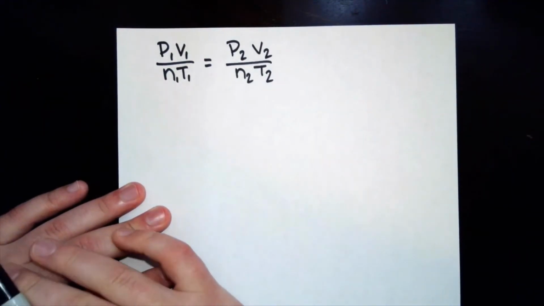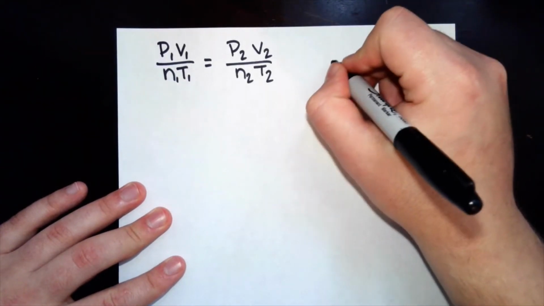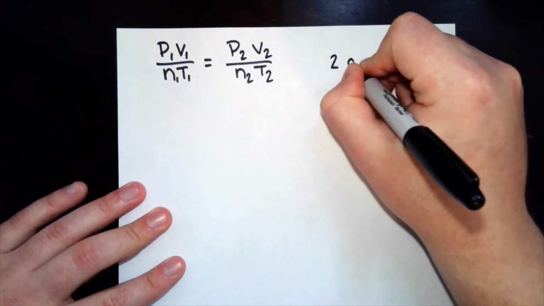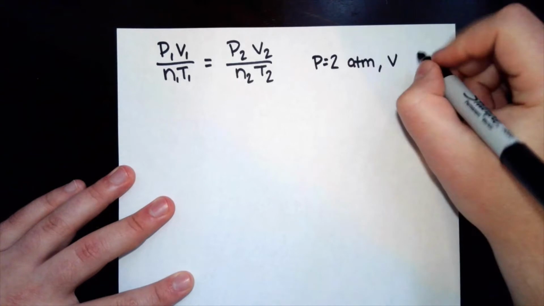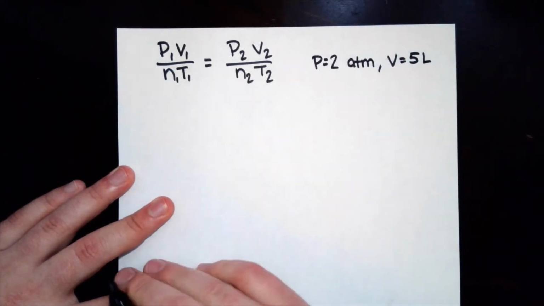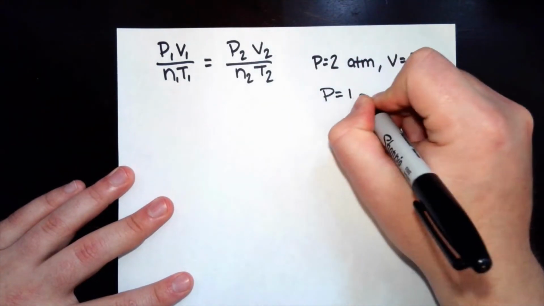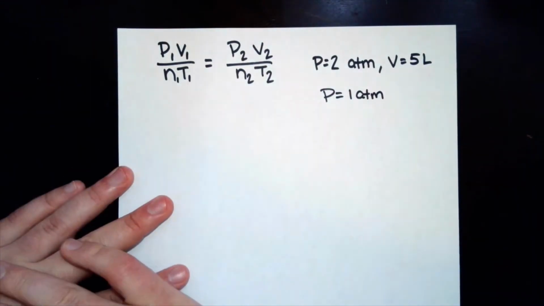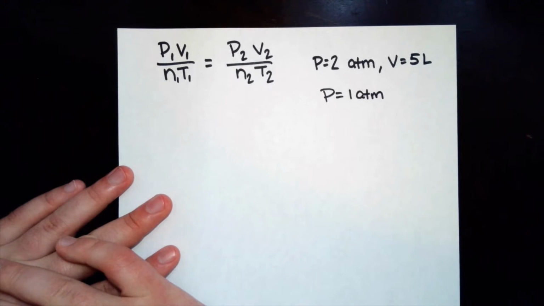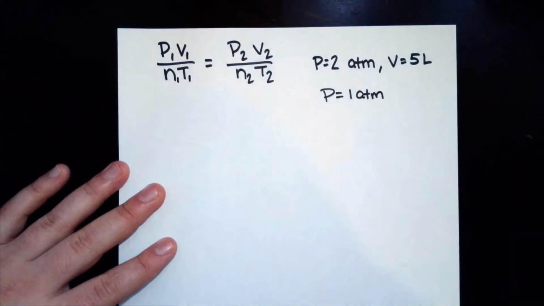So for instance, let's say we have a problem where it says you start with a pressure of 2 atmospheres and a volume of 5 liters. What happens to the volume when the pressure is decreased to 1 atmosphere? Any of these variables that are not mentioned in the problem, you can assume they stay the same. So in this case, the number of moles and the temperature were not mentioned, so we can assume they stay the same. So pressure and volume are what's mentioned.